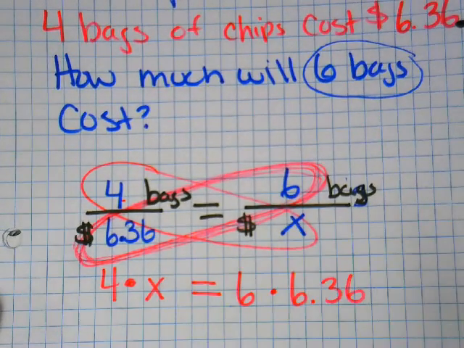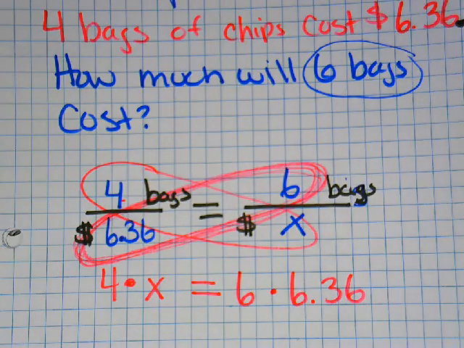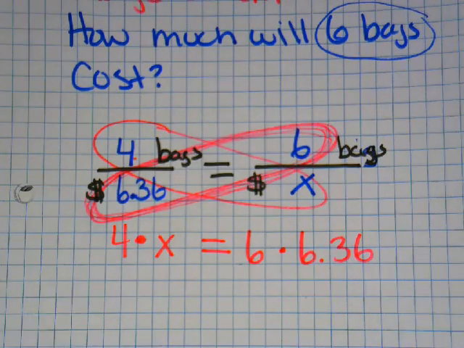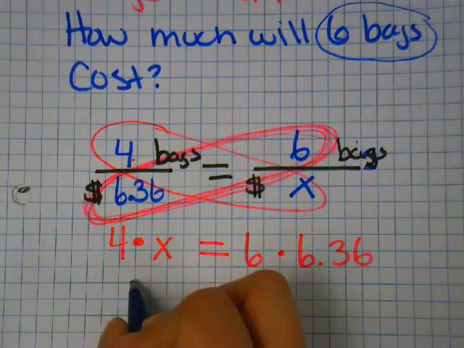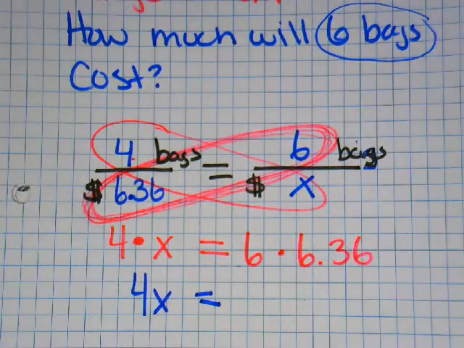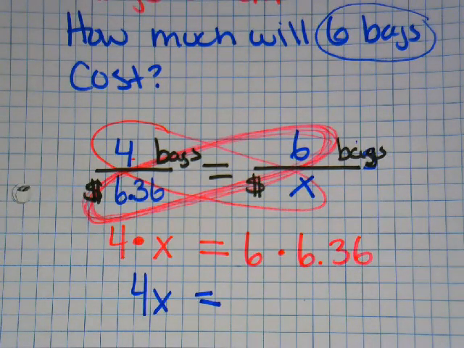6.36. So what I'm doing is, it's called the butterfly method, where you circle the corners and you multiply them. You circle these 2 corners and you multiply them. What's 4 times X? 4X. All right, so that one's easy. Equals, take out the calculator, tell me what 6 times 6.36 is. What is 6 times 6.36?